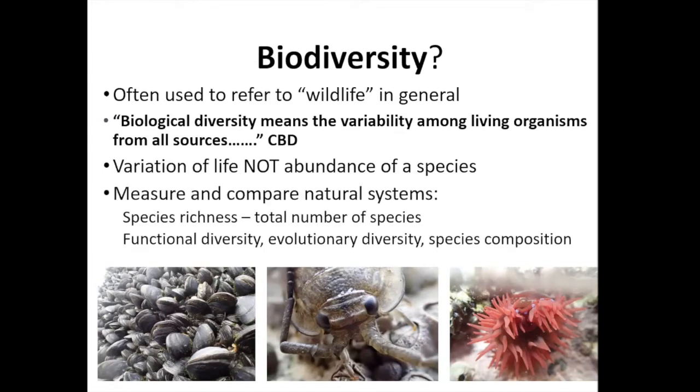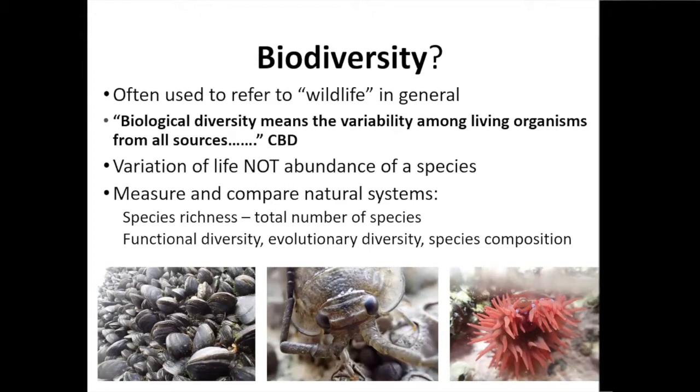So there are different ways that we can actually measure biodiversity. The very simplest one is the one that I just mentioned. It's known as species richness, and that's the total number of species. And because it's the most basic measure of biodiversity, at the species level at least, it's the one that I'm going to be focusing on today.